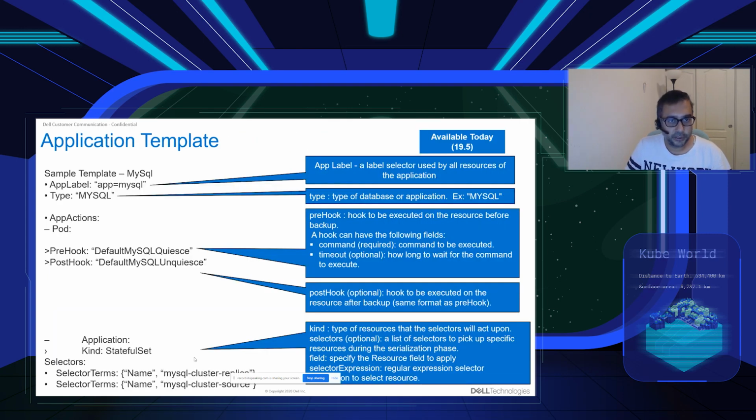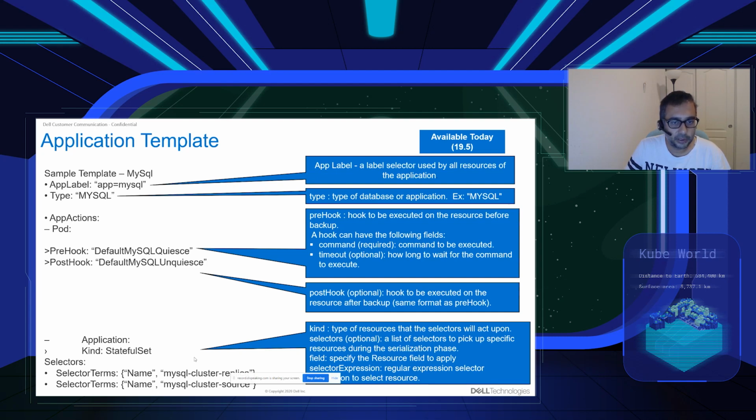And so here's how an application template looks. So sample one, for example, this is MySQL. You define the application label, the type, and you specify the labels. So it will look for app equal to MySQL, and that's the standard way in Kubernetes YAML. You define that app, and then you go ahead and execute the pre-hooks and the post-hooks.